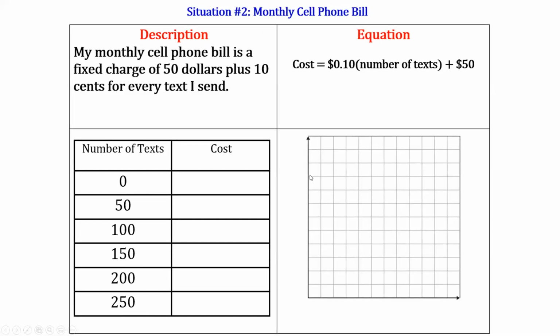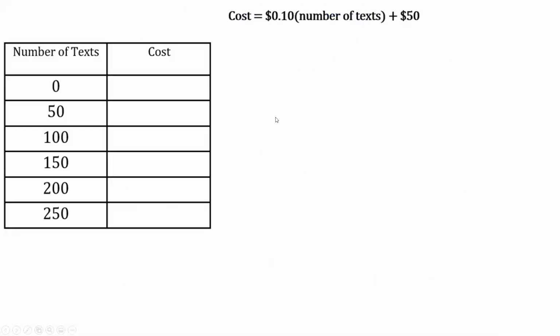And I'm going to do the same work we did at the last problem. I'm going to use my equation, but I'm going to write it a little different. I'm going to write it a little cleaner. I like to use variables, so I'm going to use C for cost and T for the number of texts. And I'm going to remove the dollar signs. They're just going to get in the way. I don't need them.